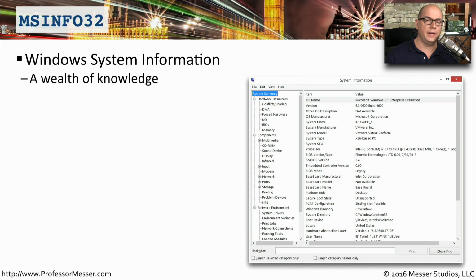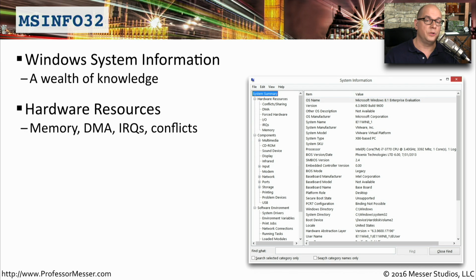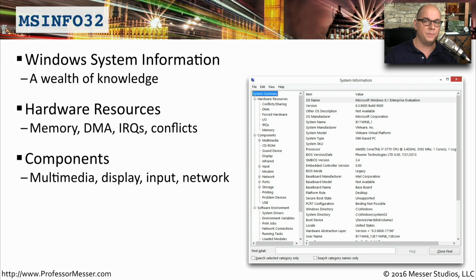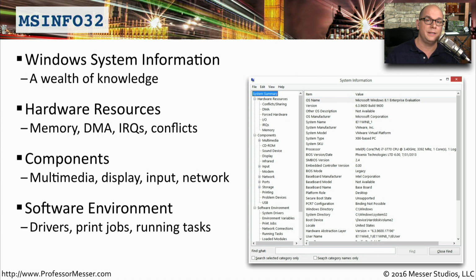If you've ever sat down at an unfamiliar computer and wondered what the software and hardware configuration of this device might be, then you might want to run MSInfo32. This stands for System Information, and it tells you everything about the software and hardware inside of this device. From a hardware perspective, we can find out memory information, DMA settings, interrupt settings, conflicts between all of those. We can also see what components might be installed. Are there multimedia components? What display drivers happen to be installed? We might also want to look at print jobs that may be running or what tasks may be executing on this device as well. And you can see all of that from the Windows system information.